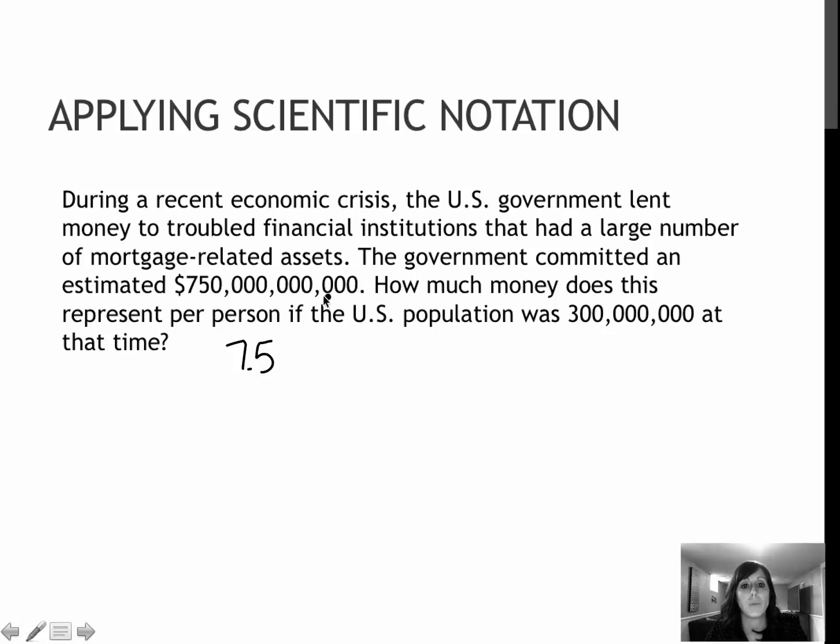So I would move 3, 6, 9, 10, 11 places to get the decimal between the 7 and the 5. So 7.5 times 10 to the 11th is the scientific notation representation of that value. And the money per person, if the population at the time was 300 million, again, I'm going to write that as 3 times 10 to the 8th.